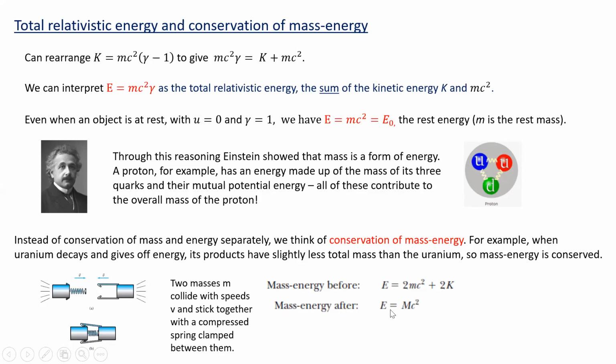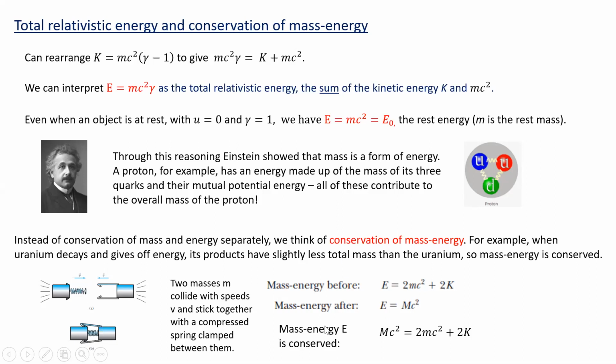The mass energy after would just be E. Since these particles are moving in opposite directions, their momentums will cancel and they will just join together, and therefore they will be at rest afterwards. Since their momentums cancel, they're just going to lock together and their final momentum will be 0. So there's no kinetic energy afterwards, so their mass energy after will just be equal to their mass M, whatever it is, times c squared.